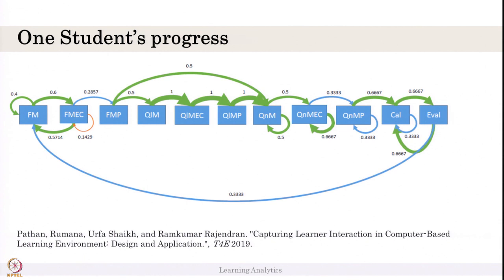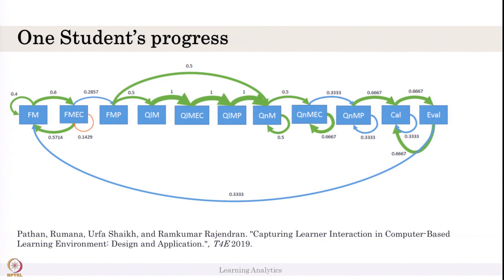So, which way would the student have progressed? First, he would have started with functional model, then he would have spent some time on functional model contextualization before jumping into functional model planning. Once in the functional model planning, you would have directly jumped to quantitative model, or you would have gone to qualitative model first. If you did qualitative model, you would then have done qualitative model contextualization and planning, and then you would have gone to quantitative model. So, that indicates how the student would have progressed.